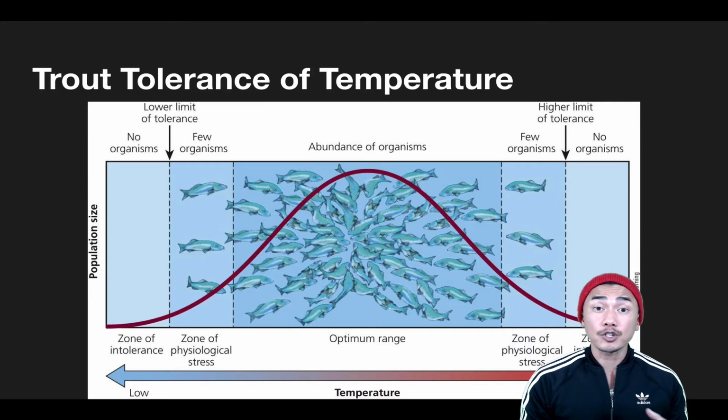This graph shows the range of tolerance in terms of temperature for trout, a type of fish. There's an optimum range of temperature in which the trout prefer to live. Outside of that range, the fish are stressed, and outside of that stressed range, the fish are intolerant and cannot survive.